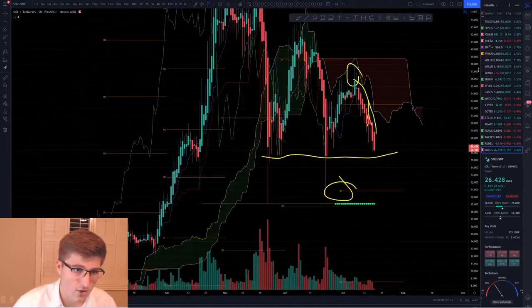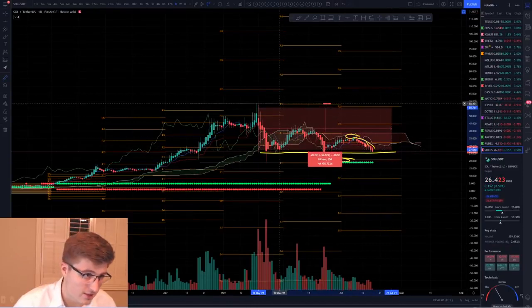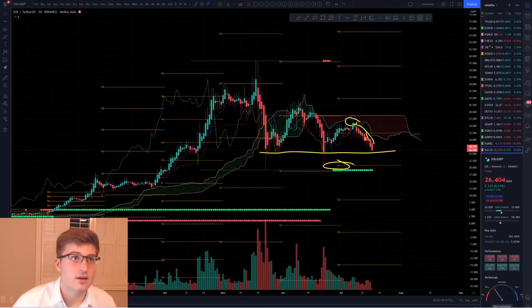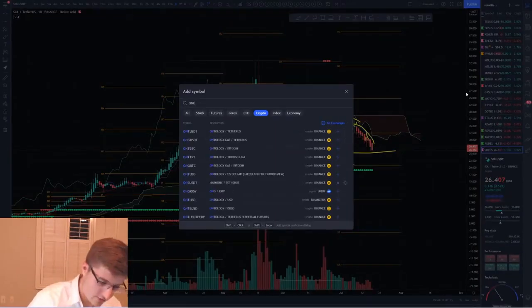Yeah, Solana's still overbought as shit. Look at this. Only down 50%. Are you serious? Harmony. Go over 1. Still want to go over sushi, guys.